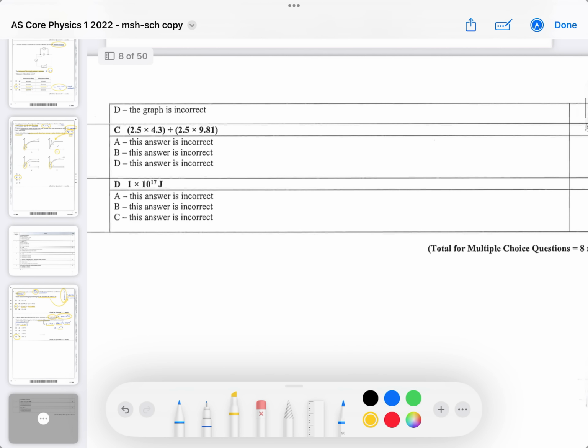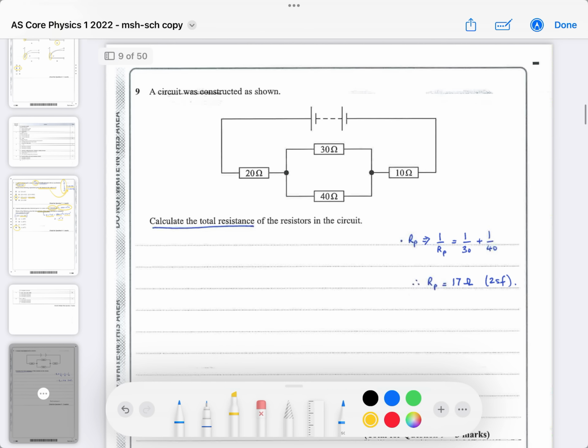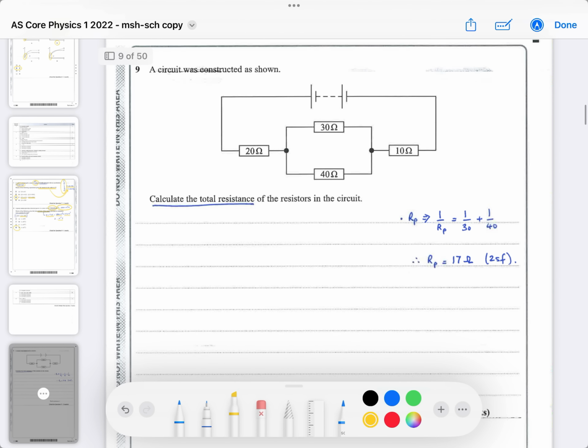And that's the end of the multiple choice section. Well done if you got all 8 right. Question 9, it says a circuit was constructed as shown. So you've got 30 ohms in series and 2 of the resistors in parallel. So you've got to work out the combination of those two, presumably.